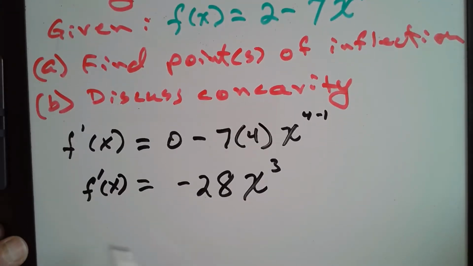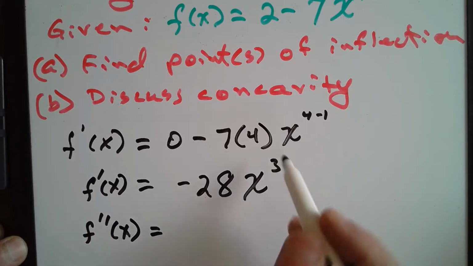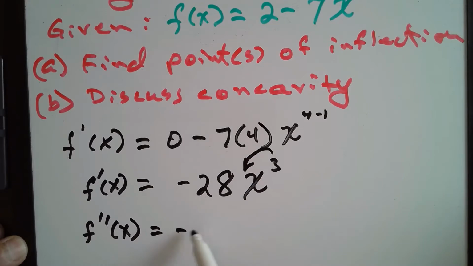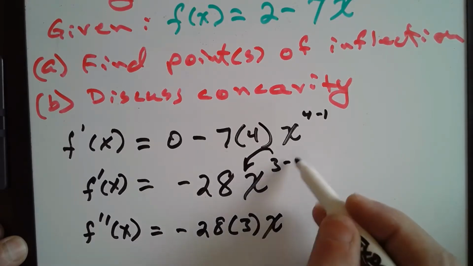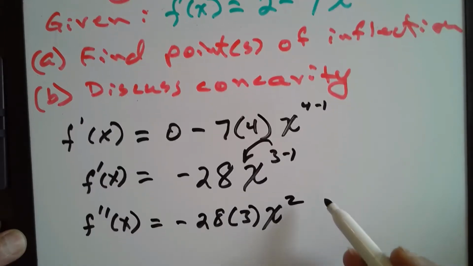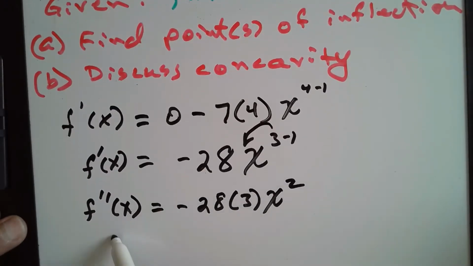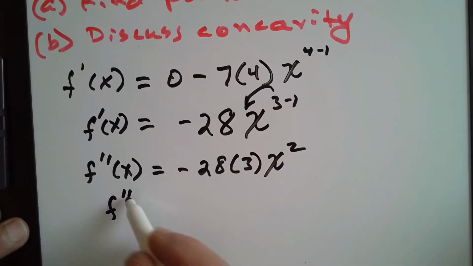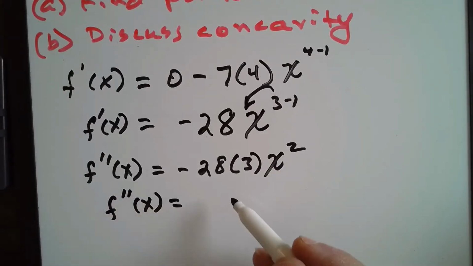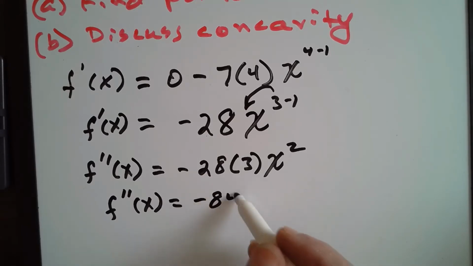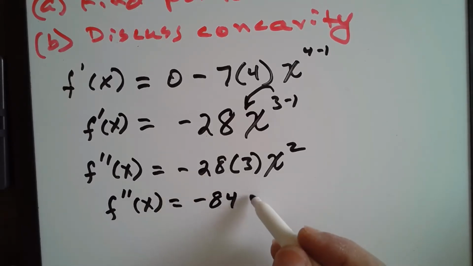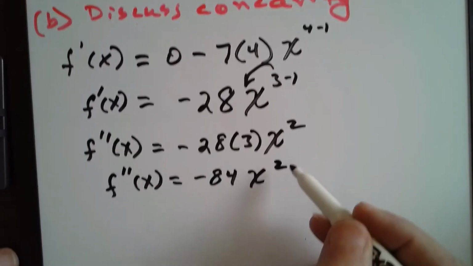And so the second derivative is going to, again, we're going to bring that 3 down, so it'll be negative 28 times 3 x, and then we subtract 1 from that and get x squared. And so our second derivative, negative 28 times 3 is a negative 84 x squared.